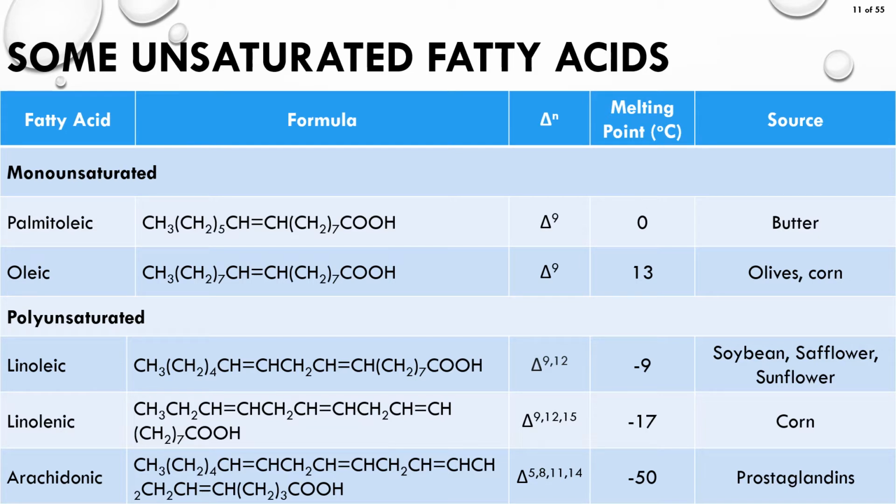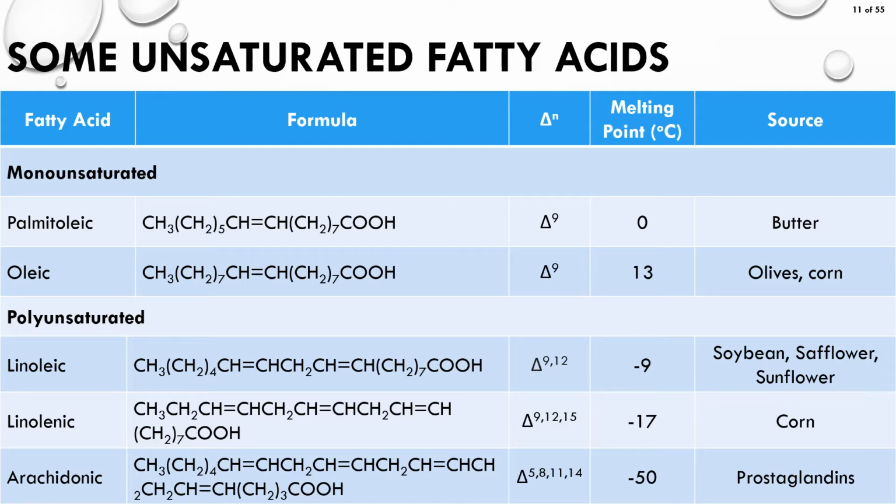Now, let's go to the polyunsaturated fatty acids. Linoleic has a melting point of -9. Linolenic has -17. Then arachidonic has -50 degrees Celsius. The melting point is decreasing as the molar mass is increasing. So baliktad siya, it's the other way around.